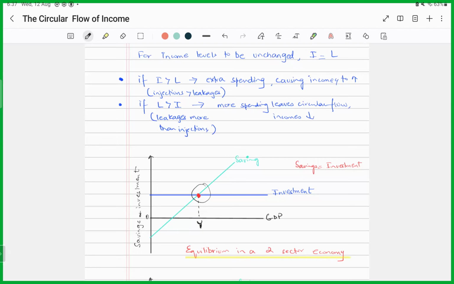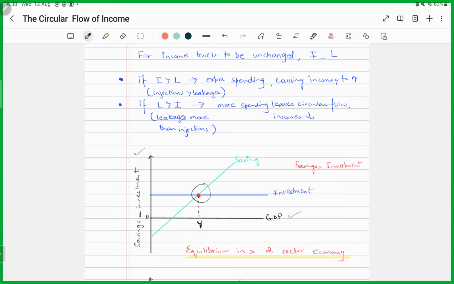What's an injection in this situation? Investment. And what's a leakage? Saving. So the point where the injections are equal to the leakages, or the withdrawals are equal to the injections, that's the equilibrium situation. The horizontal axis is showing the GDP, the output level, or the level of incomes, and the vertical axis is displaying the savings and investment, right?